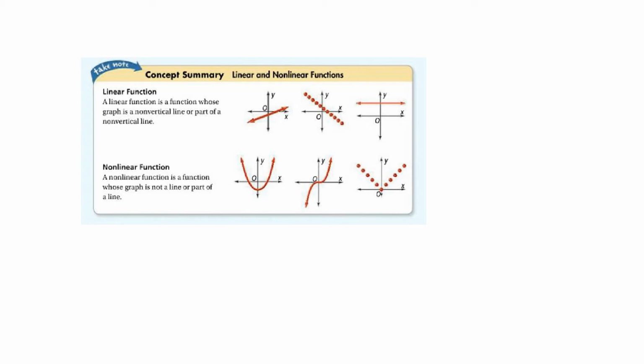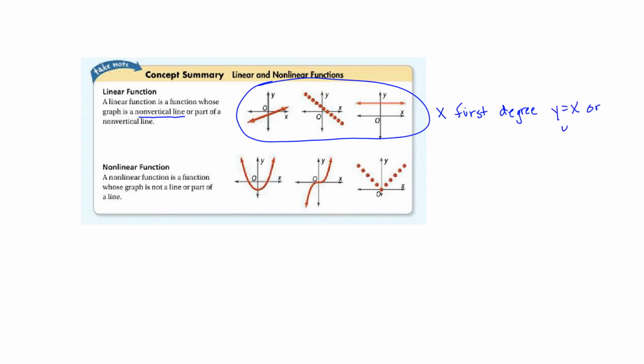Here we have our concept summary of our linear and nonlinear functions. Linear functions form a line that's non-vertical or part of a non-vertical line. So all of these are linear functions. Nonlinear functions form these other types of graphs. Linear functions have an x in the first degree, which means you'll have something like y equals x or y equals 3x. Examples.